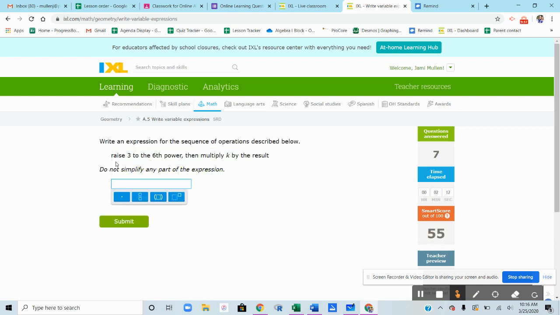One more, and then try some on your own. Raise 3 to the power of 6. So we're going to raise 3 to the power of 6. Then multiply the result by K. All right, go try some on your own now.